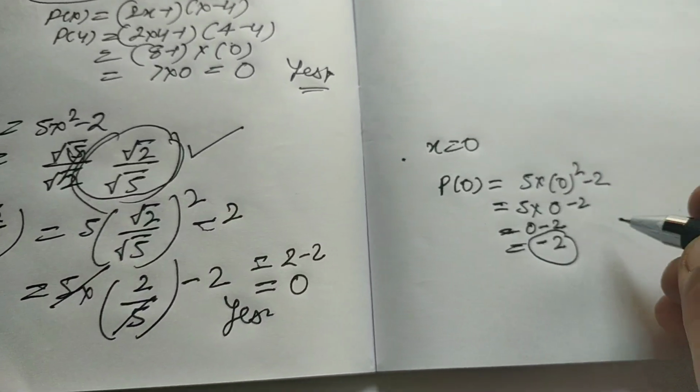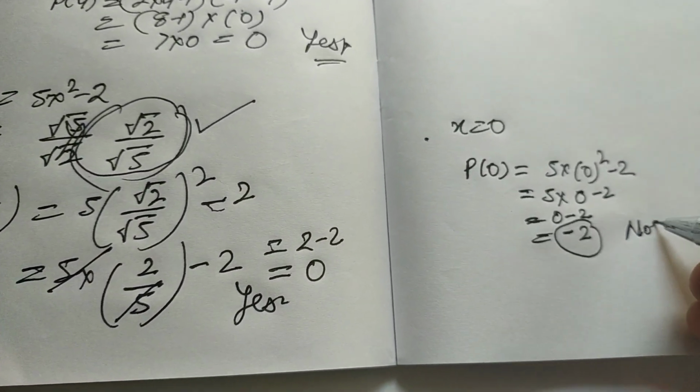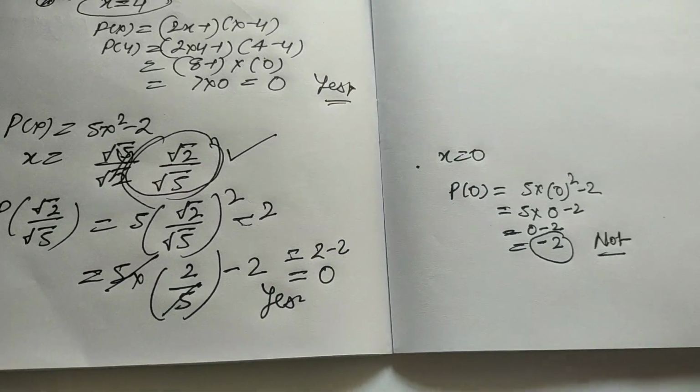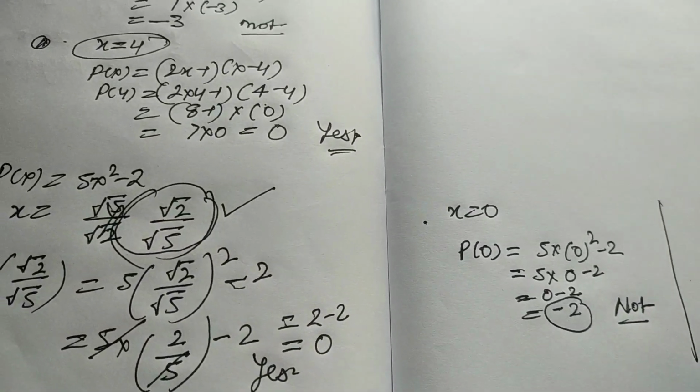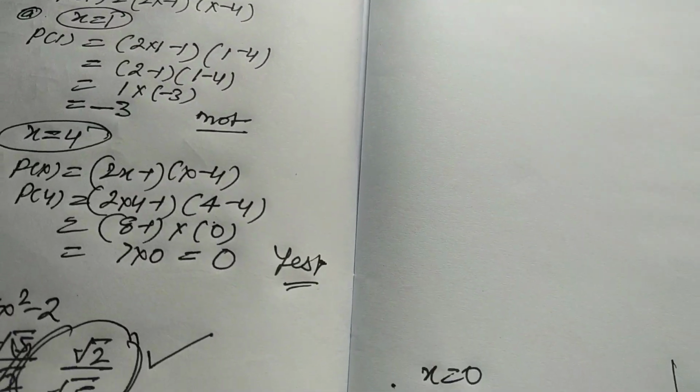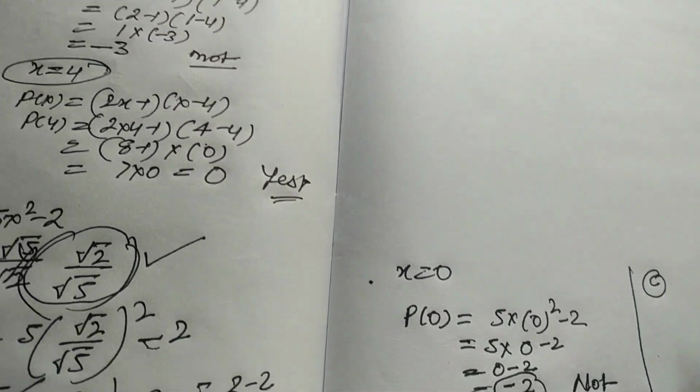So it is not equal to 0, so it is not the root of the polynomial. Now we have the next, third problem. Just check it, the C part.